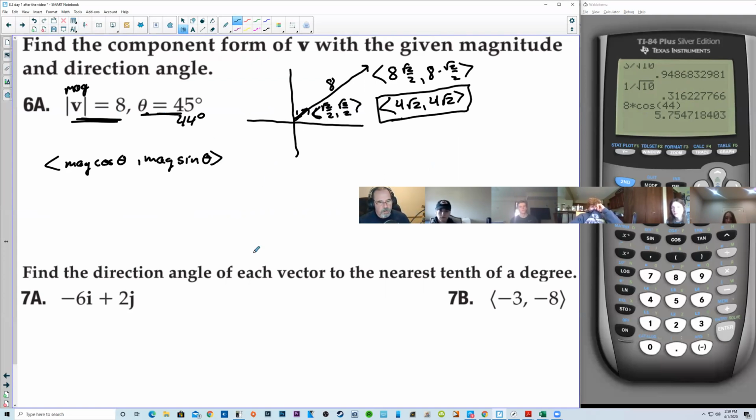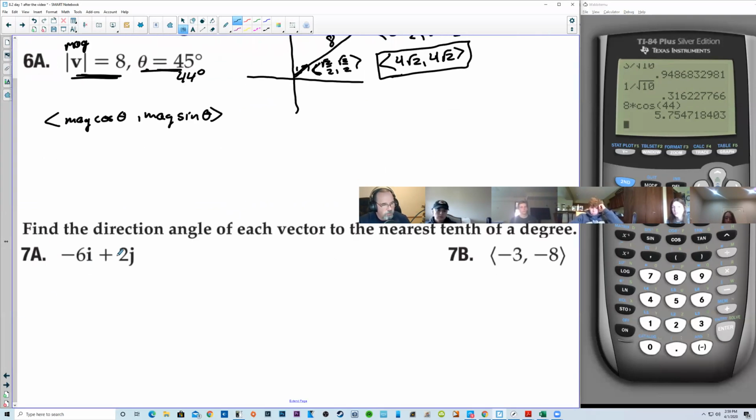Find the direction angle of each vector to the nearest tenth of a degree. All right, well, this is the same way as writing it as -6, 2. So let's get an idea of what that looks like. 1, 2, 3, 4, 5, 6, -6, 2. So here's the vector right there. What do we need? The direction angle.